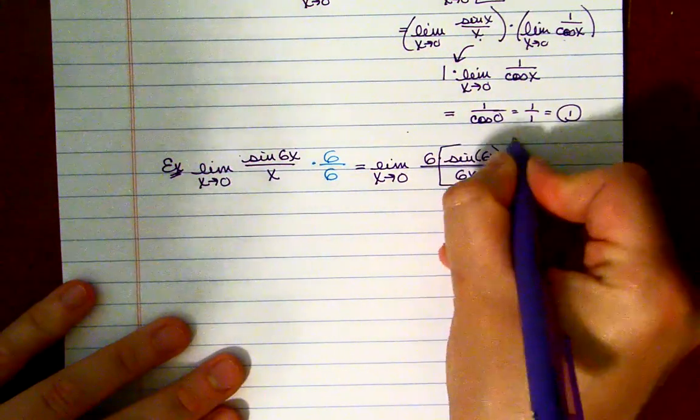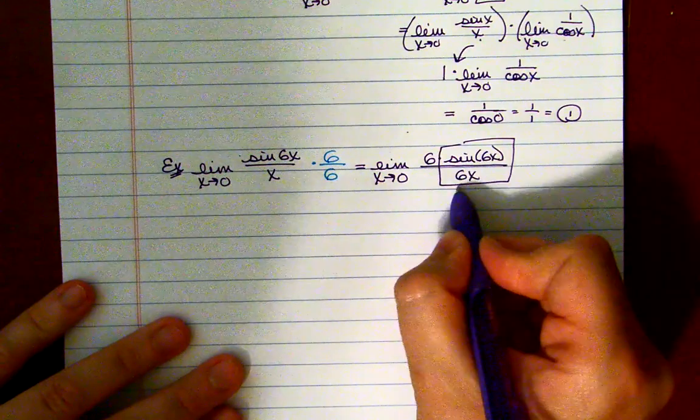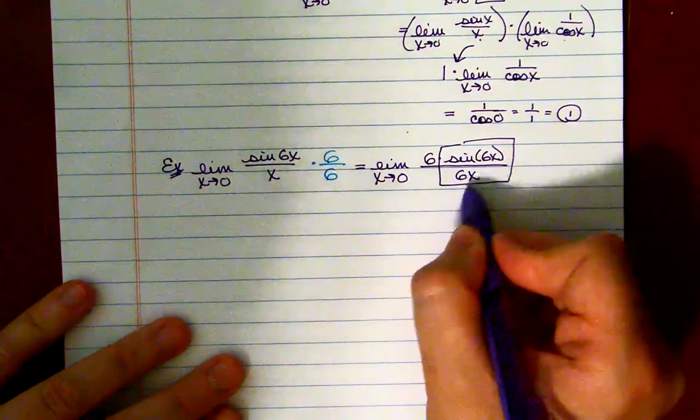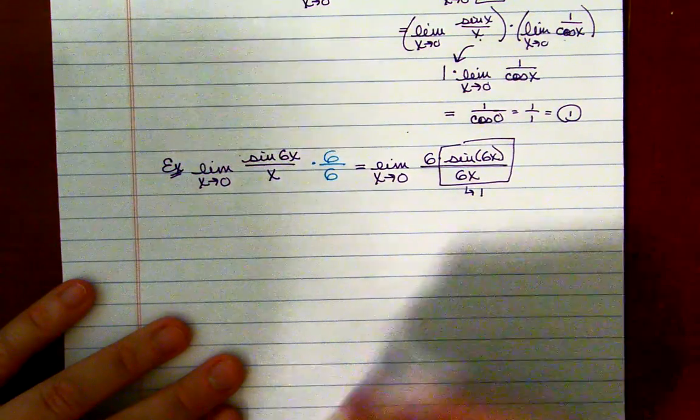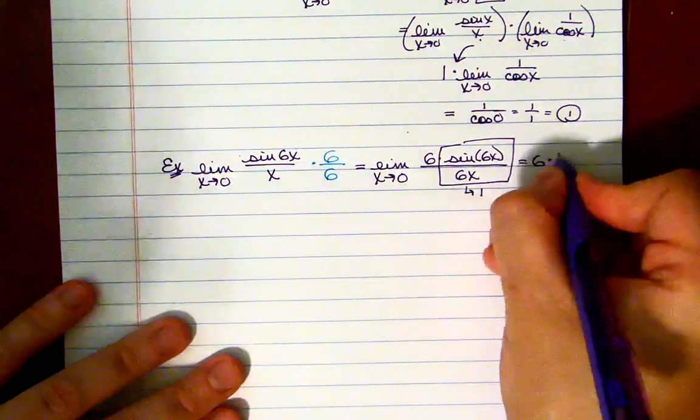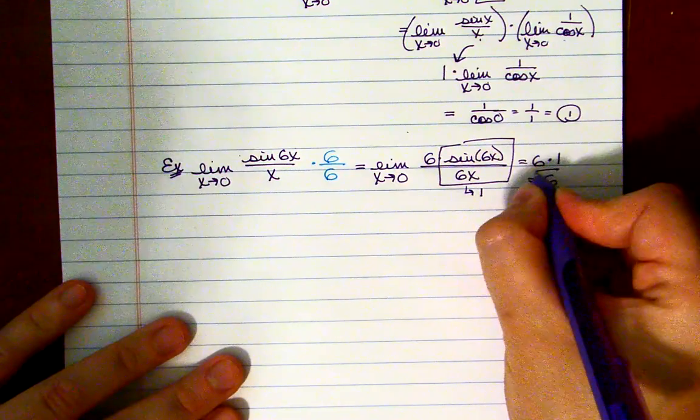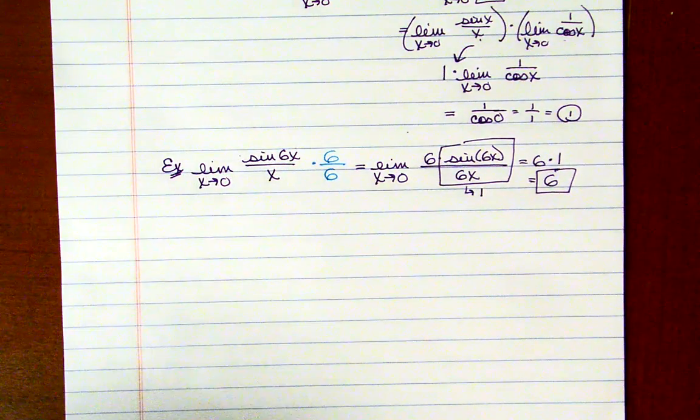This piece over here, because it's the sine of something over the exact same thing, and both of those parts are going to 0, that piece is just going to be 1. This gives me 6 times 1. This gives me 6 for an answer.